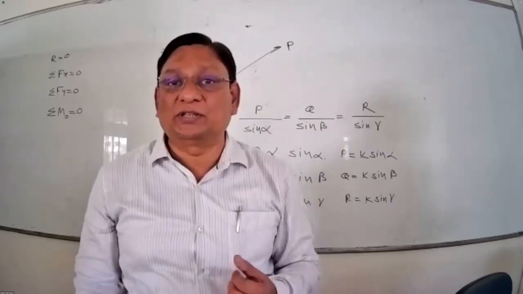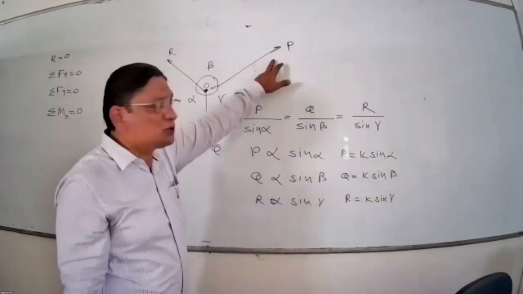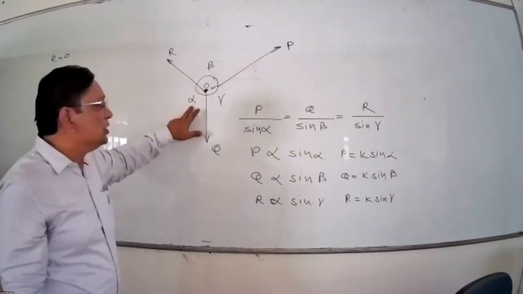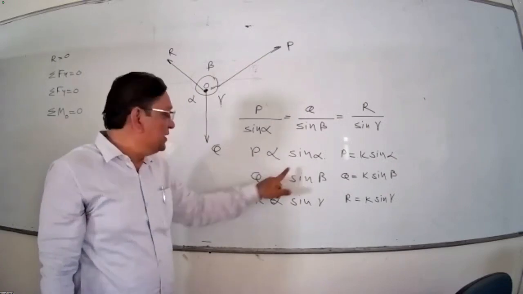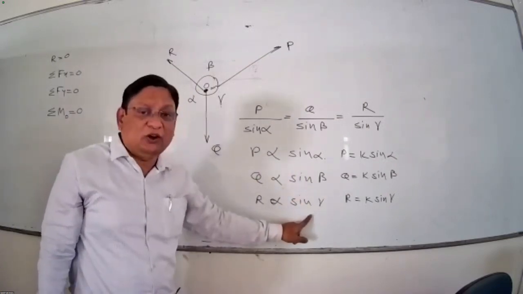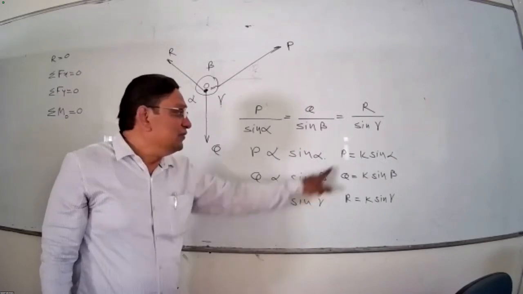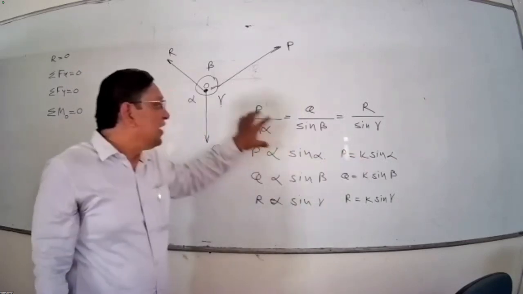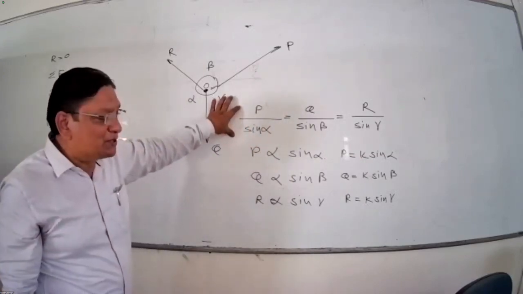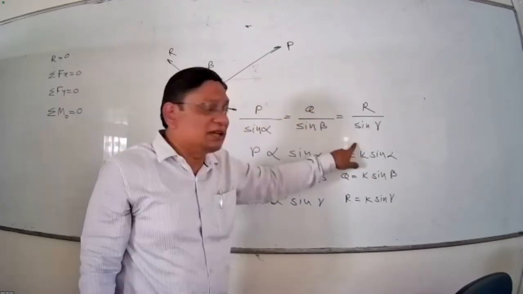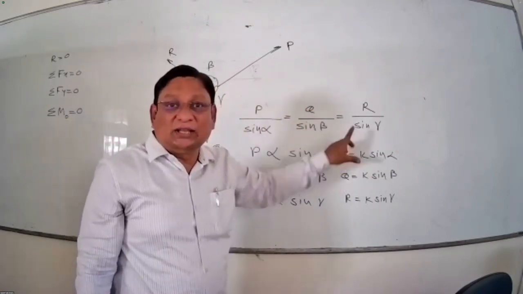So if you are considering the force P, the opposite angle is alpha. So we will say P is directly proportional to the sine of alpha. Similarly, Q is proportional to the sine of beta, whereas R is proportional to the sine of gamma. Then from this equation, if I substitute the constant K, finally the Lami's theorem statement is like this: P upon sine alpha must be equal to Q upon sine beta must be equal to R upon sine gamma. So this is the statement of Lami's theorem.